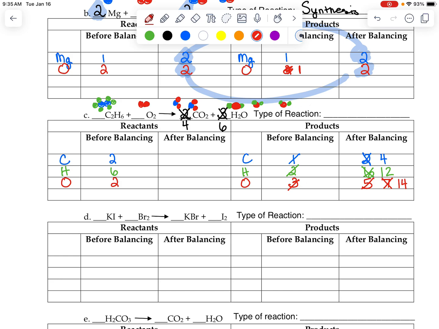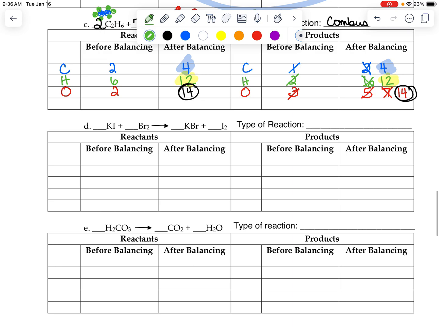So how do I fix carbon and hydrogen over here? On my inside, I put a 2 in front. That's going to give me 4 carbons going in. That's going to give me 12 hydrogens coming out, which is great. 4 and 4 and 12 and 12. And then that's nice and easy. If I put a 7 in front of the O2, that means I have 14 oxygens going in and 14 oxygens coming out. So that is the toughest one. This is a combustion reaction. Okay. Then the next ones are pretty easy.